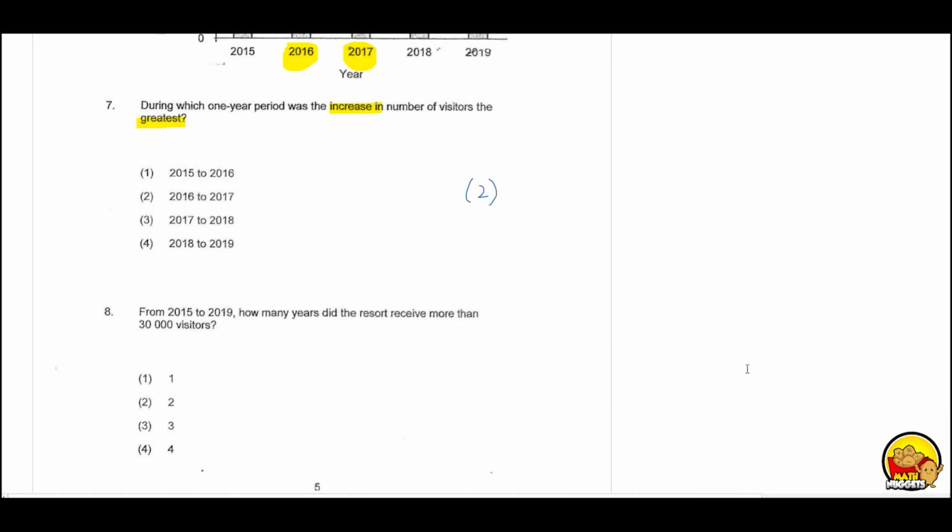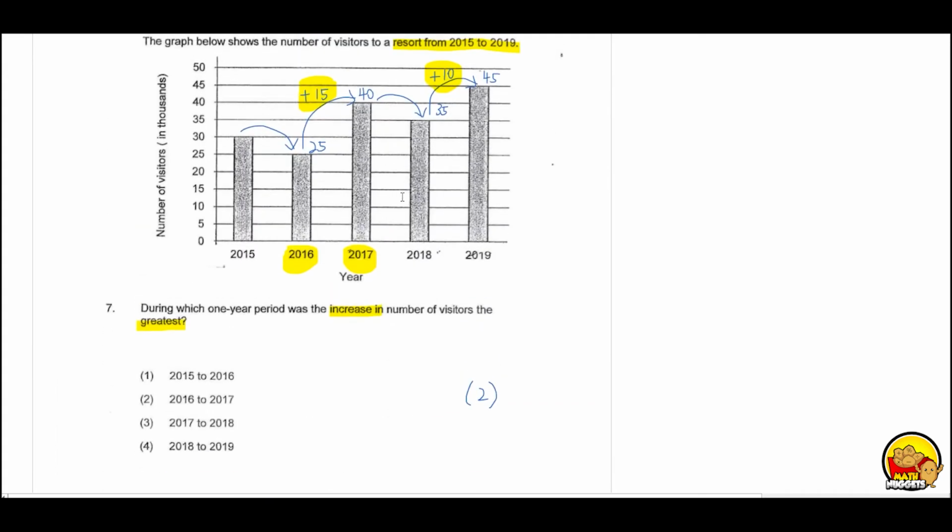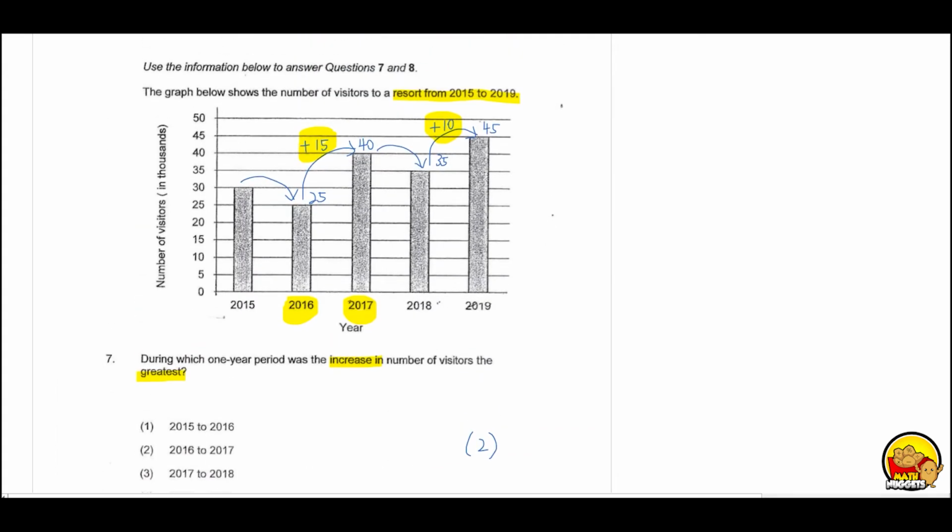Number 8. So from 2015 to 2019, which is all the years given to you in the graph, how many years did the resort receive more than 30,000 visitors? More than 30,000. Okay, so let's go back to the graph. More than 30,000. So where is 30,000? 30,000 is here in thousands. So 30,000 is this line.